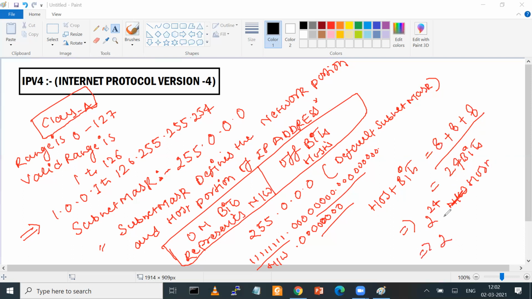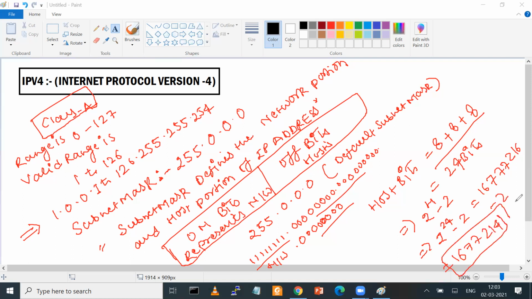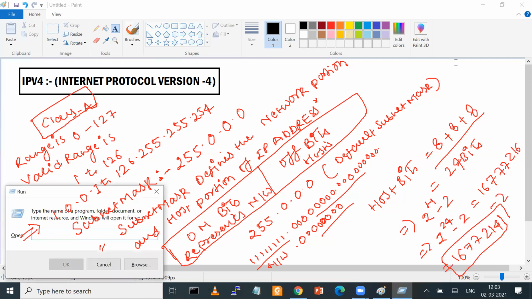And the host calculation formula is 2 raised to the power h minus 2. So if I put the value, host bits 24 minus 2, so 16777 minus 2. These are the number of machines we can add in case of class A. So host bits define the number of users or number of machines which we can connect in a particular class.